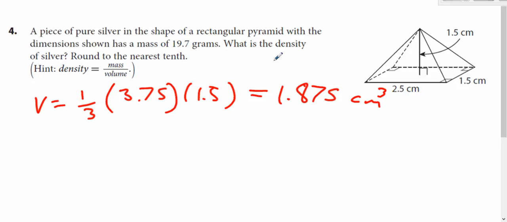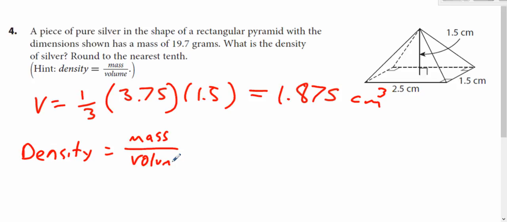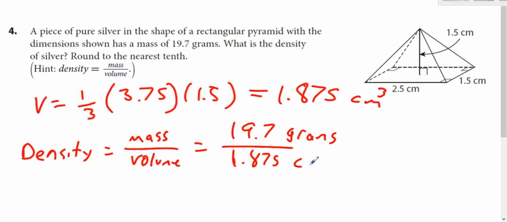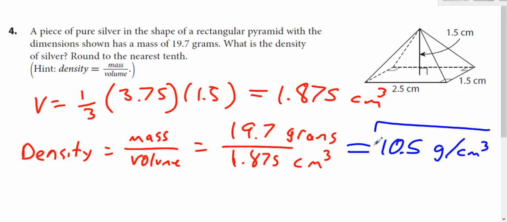So to get the density, because density is mass divided by volume. Here we know that the mass is 19.7. So the mass is 19.7 divided by the volume, which is 1.875. That's about 10.5 to the nearest tenth, 10.5 grams per cubic centimeter. Just do the division and then keep the units as a fraction.